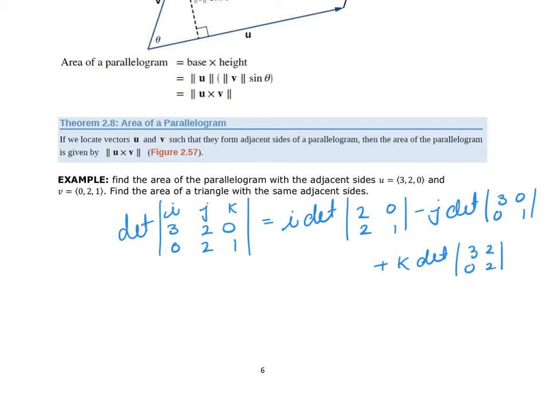Now, when I do this, what I get for this particular vector is 2i minus 3j plus 6k. Now that's the cross product. This is u crossed with v.